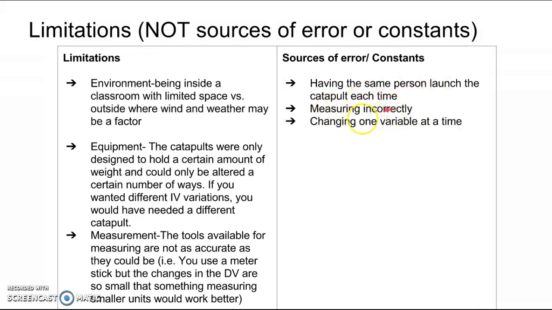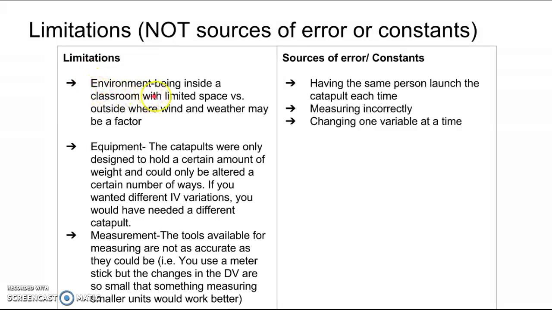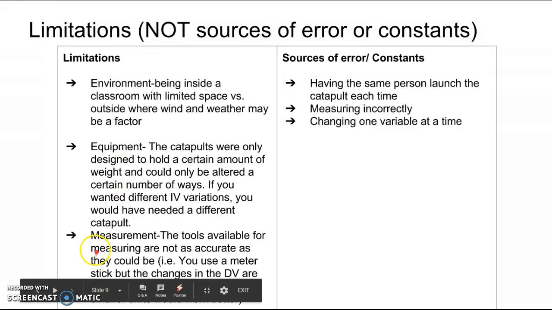Not a limitation. Changing one variable at a time, again, that's something that you'd think of as a constant or a source of error. It's not something that is a limitation to your experiment. All right, so if you got any of that wrong, I want you to rewrite it. Try to use one or two of these examples, and just compare. See how they're a little bit different. And also make sure that you included the type of limitation, because I did give you a list of types, so make sure that you understand the difference between those types.